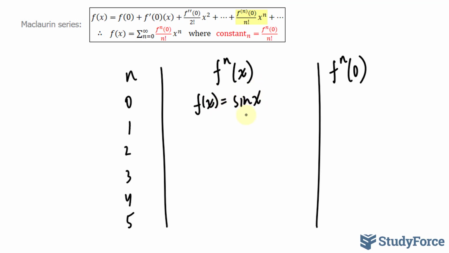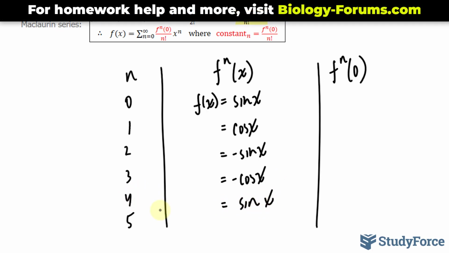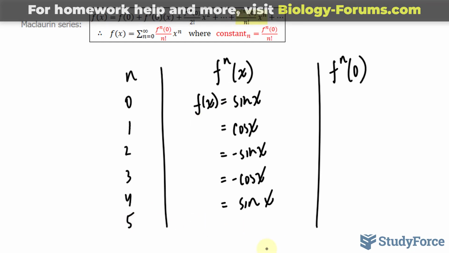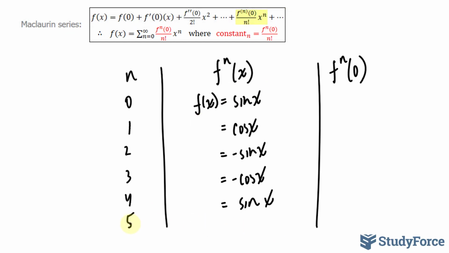The first derivative of sine is equal to cosine. The second derivative is negative sine x. The third derivative is negative cosine x. Then we get back to sine. So after the fourth derivative, you go back to your original function, sine x. There's no need to go to the fifth one because it will just repeat the process. So I take this back. I don't need to find the fifth derivative.